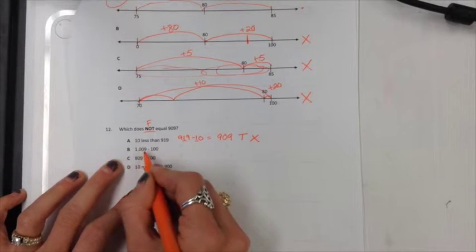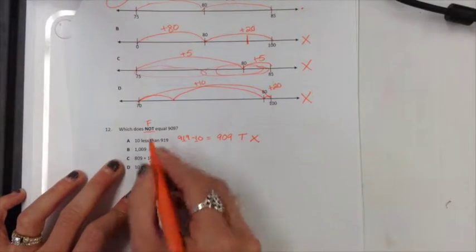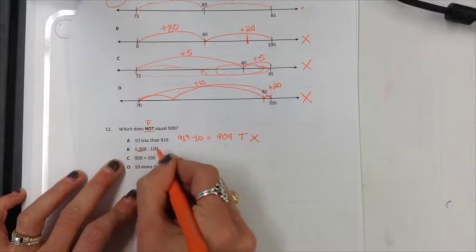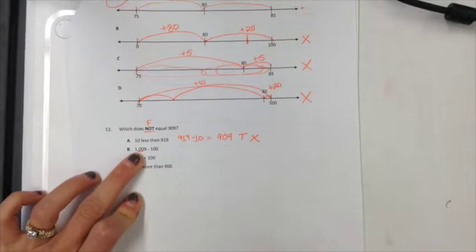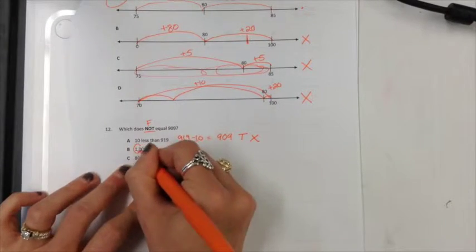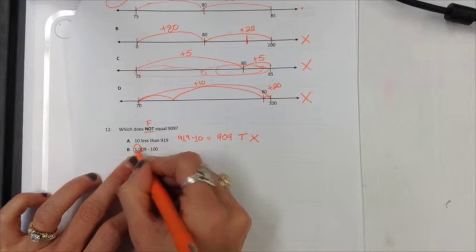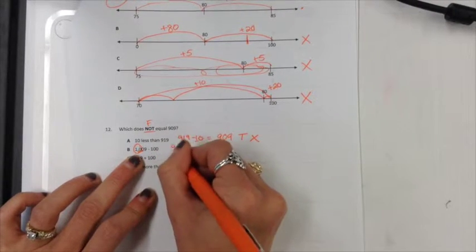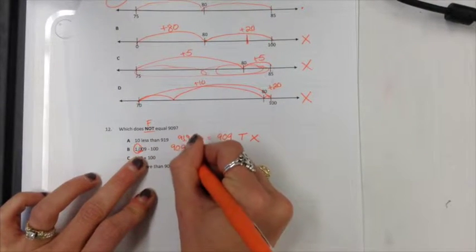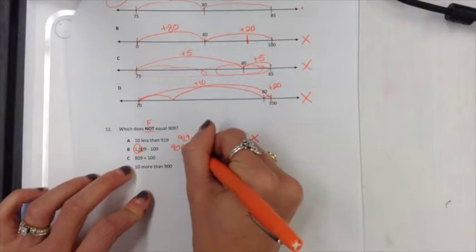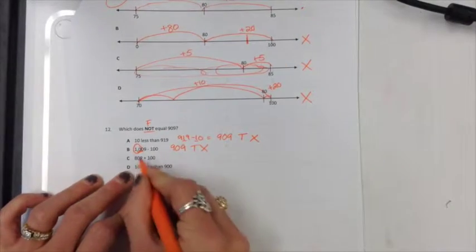B, 1009 minus 100. So I'm only changing the hundreds place. Well, I have 0 hundreds. But I also know that that's the same thing as saying 10 hundreds. So 10 minus 1 equals 9. I didn't change my tens place. I didn't change my ones place. 909. True, but it's not our answer.